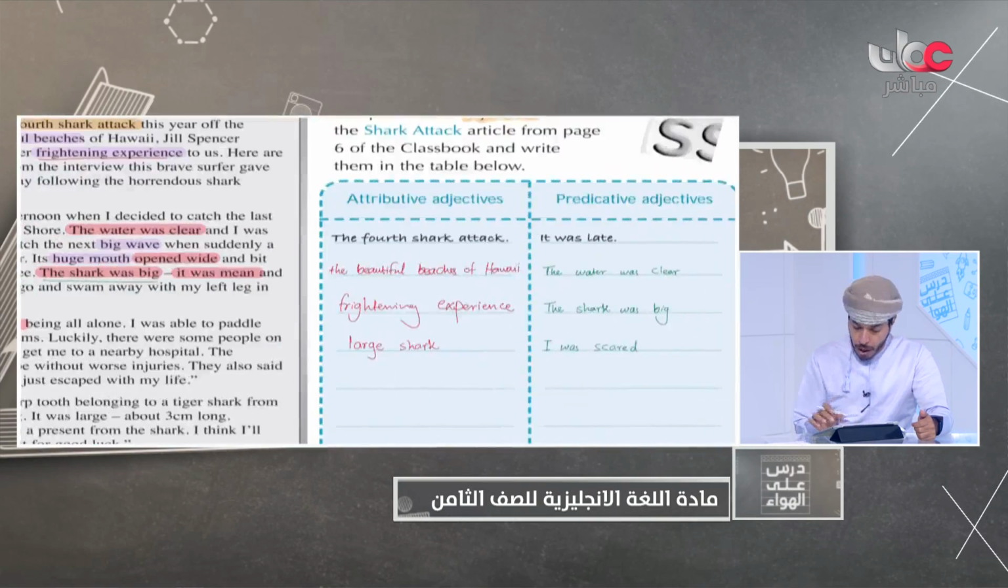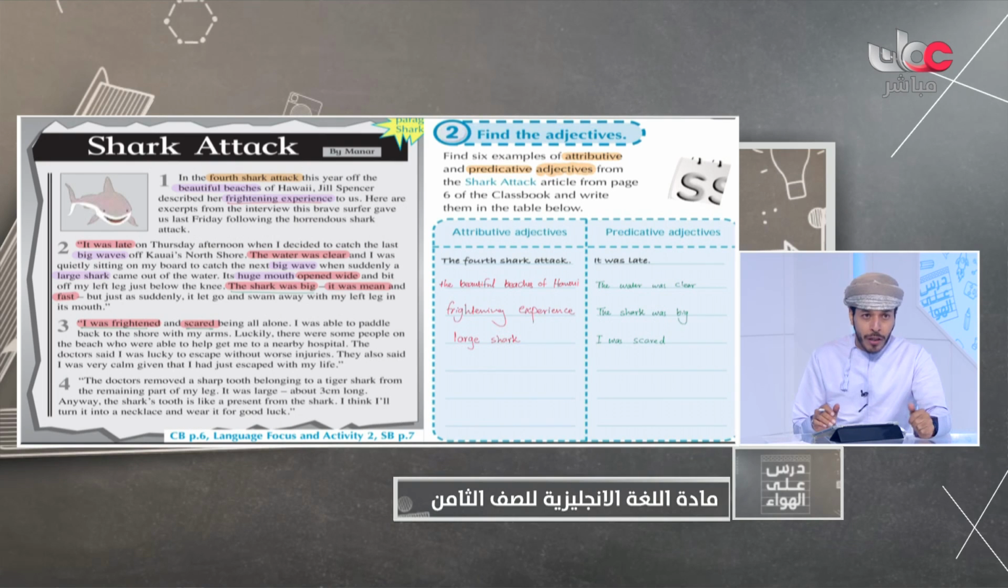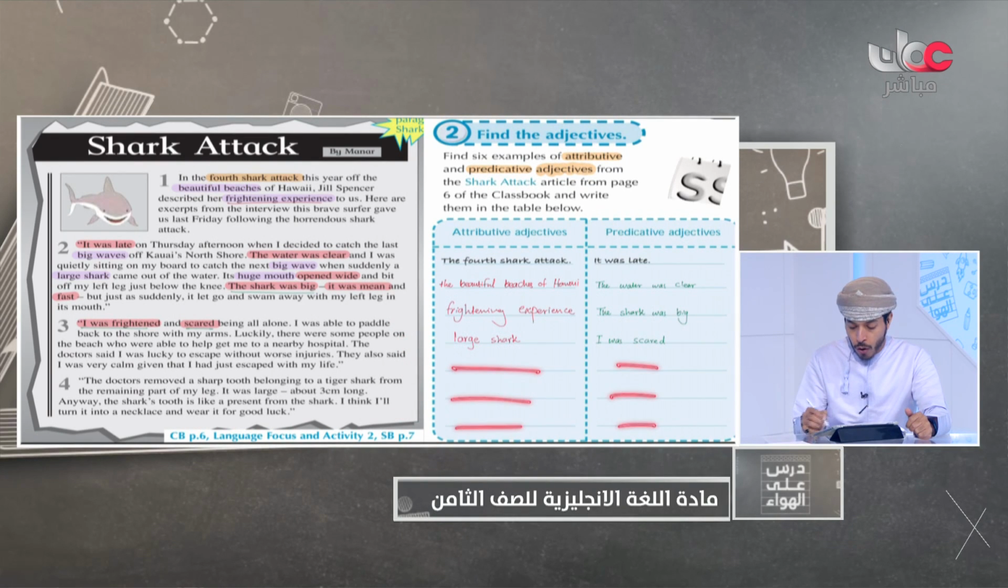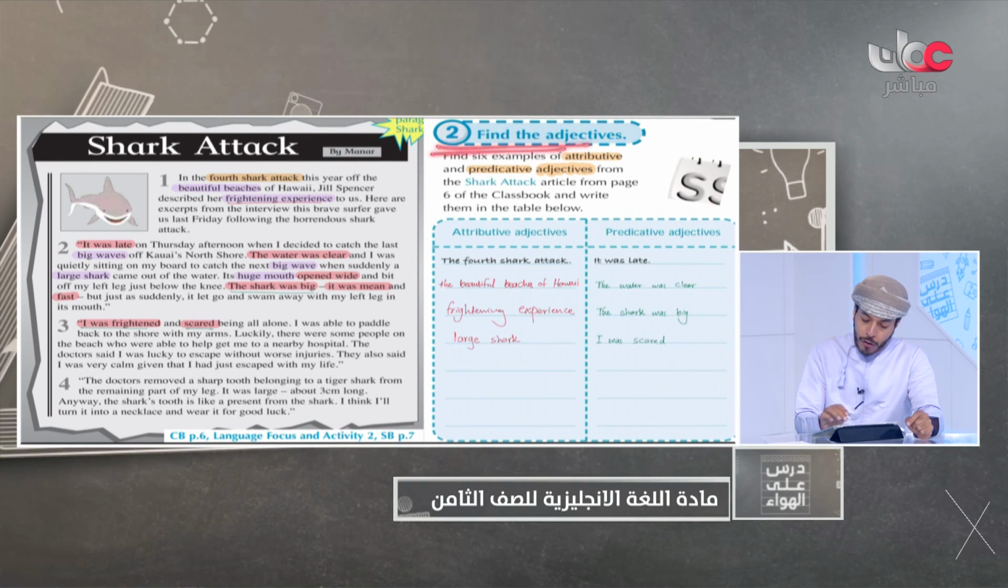Good. So now I would like you guys just to go on and try to give me three more examples of attributive adjectives and predictive adjectives. Try to continue reading this report and find the rest of the attributive and predictive adjectives. Try to underline them in your book and then copy them in your skills book in activity 2, page 7, please.